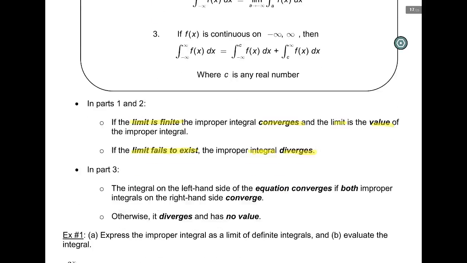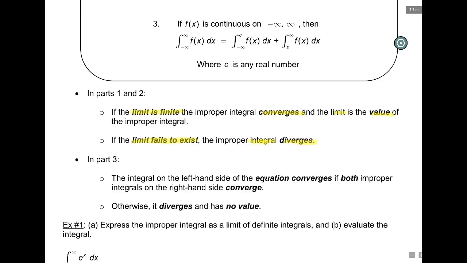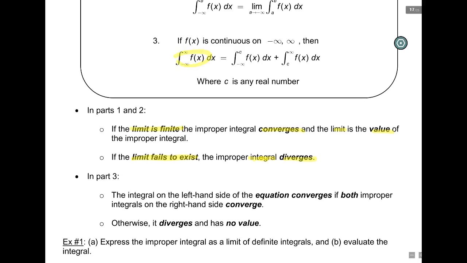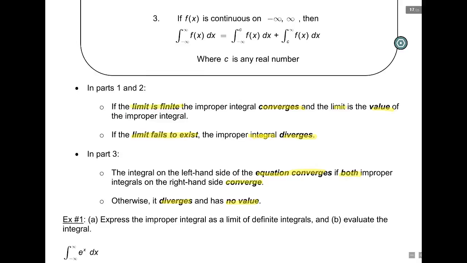Now, in part 3, the integral on the left-hand side of the equation converges if both improper integrals on the right-hand side converge. Otherwise, it diverges and has no value. So if one of them we get a real number, but then the other one we get infinity, then the whole thing diverges.